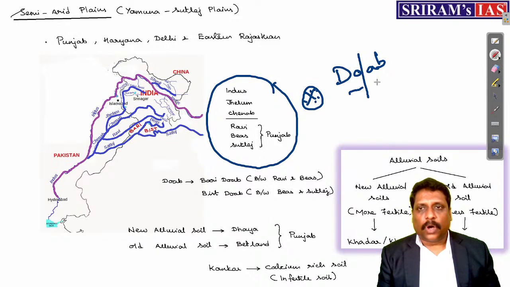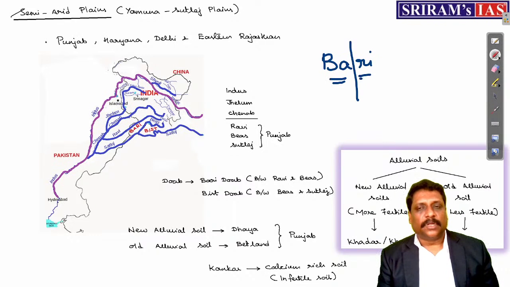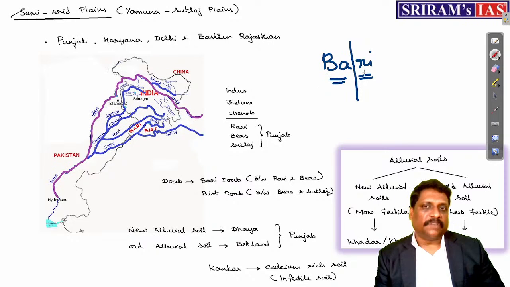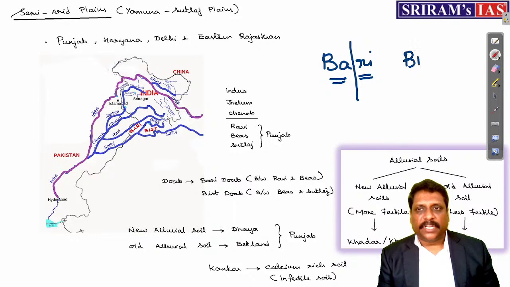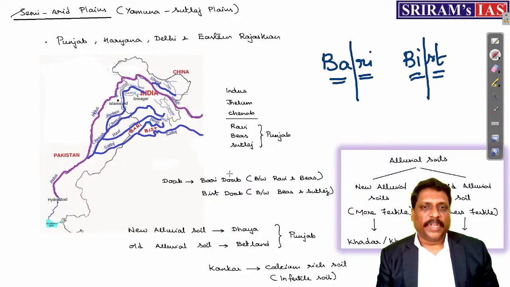The name itself says doab, the region between two rivers, right? For example, we have two very important doabs here, Bari doab and Bist doab. The name itself says between which two rivers. Bari means between Bias and Ravi. And Bist, my dear friends, is between Bias and Satluj. So we do have two very important doabs.